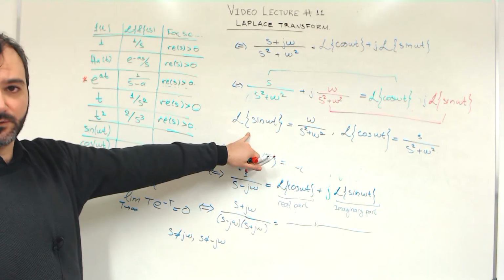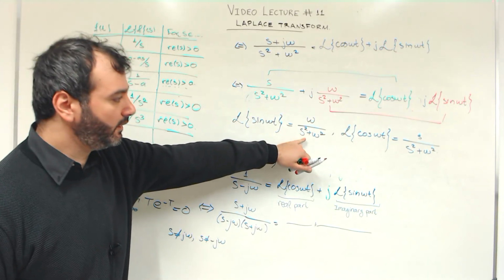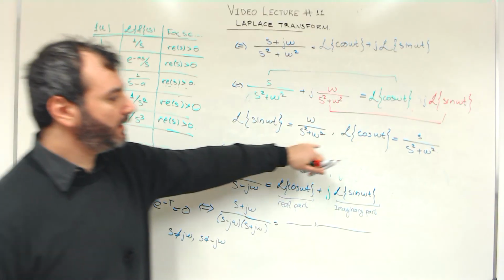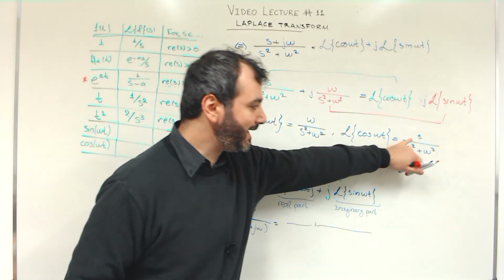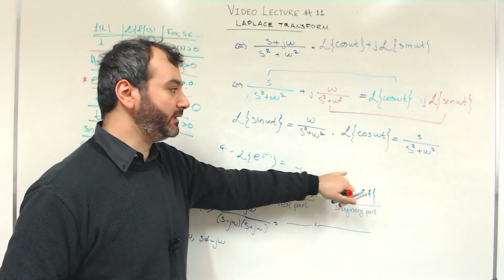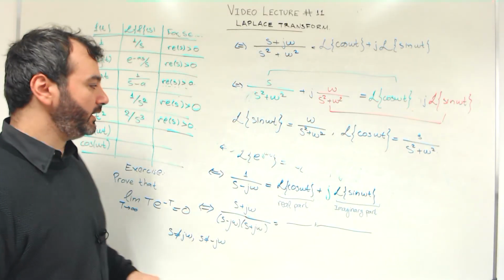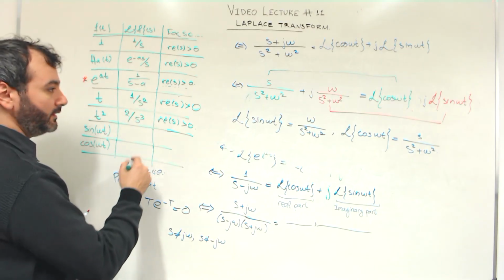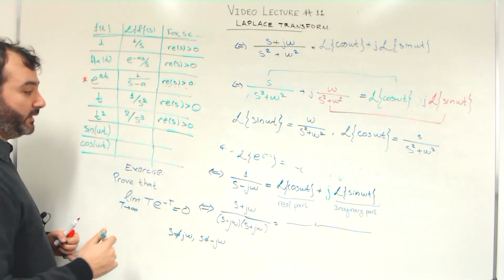So the Laplace transform of sine of omega t is omega over s squared plus omega squared. And then the Laplace transform of cosine is s divided by the same denominator, s squared plus omega squared. Let me write it here in the table. And this completes the table of Laplace transforms that we need to know.